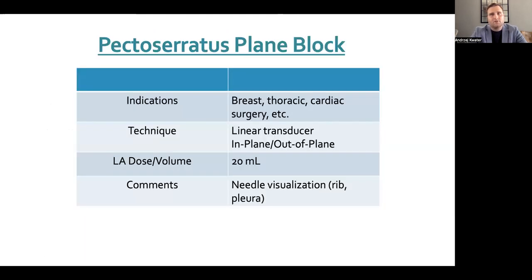Again, a summary of the pectoserratus plane block: a variety of indications, including breast, thoracic, and cardiac surgery. Most of the time we're doing this block with a linear transducer. In plane or out of plane can be used. The injection is about 20 cc's of local anesthetic. And again, visualize your needle throughout to avoid contacting pleura if that is somewhere in the vicinity, or at least identify pleura so that you're not anywhere in the vicinity with your injection.